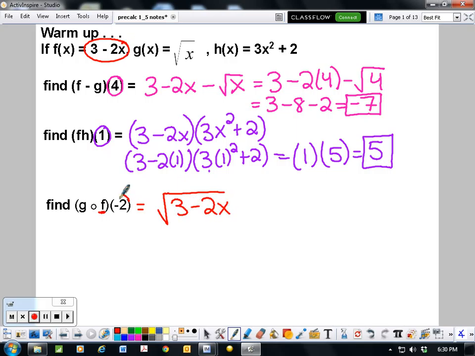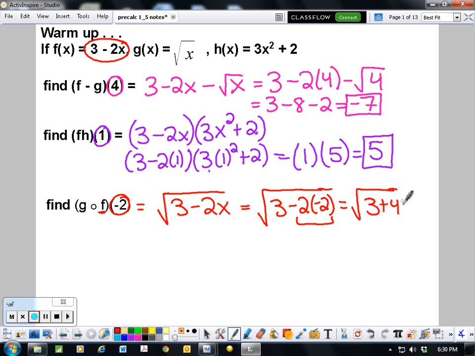And then because of the negative 2 here, we plug in negative 2 into the x spot. So this is square root of 3 minus 2 times negative 2. And this negative 2 times negative 2 becomes 4. So it's square root of 3 plus 4, which is square root of 7. And that's our solution.